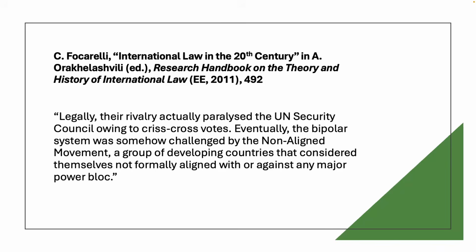Eventually, the bipolar system was somehow challenged by the non-aligned movement, a group of developing countries that considered themselves not formally aligned with or against any major power bloc. This is a development that is often not cited as being important, but it is very important: during the Cold War, you have East and West, and then you have a sort of third movement that begins to grow, the non-aligned movement. Countries like Yugoslavia, for example, and many countries in the Middle East, like Egypt, become part of this non-aligned movement that sees themselves as independent, not formally aligned with or against any major power bloc.